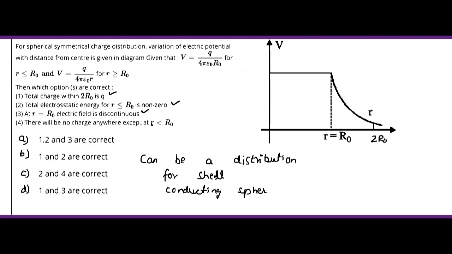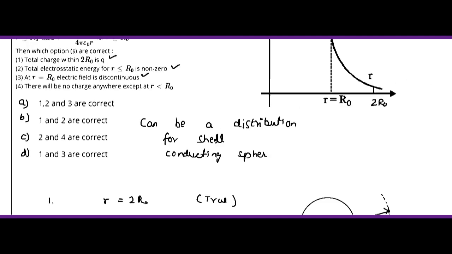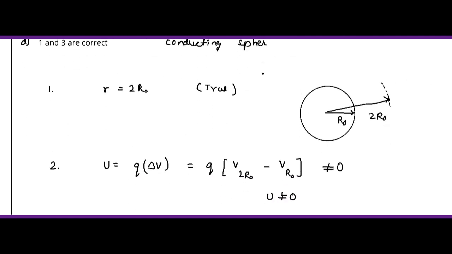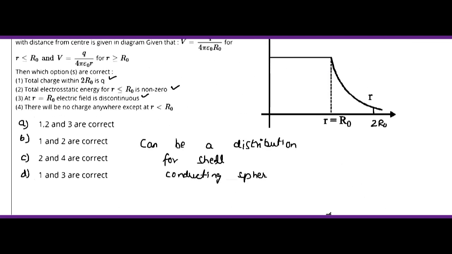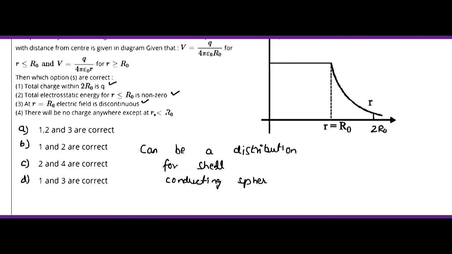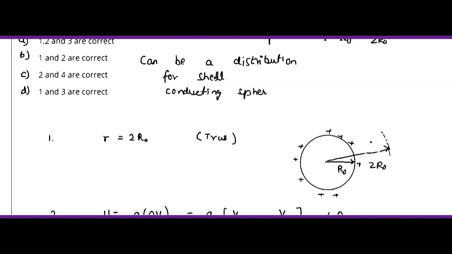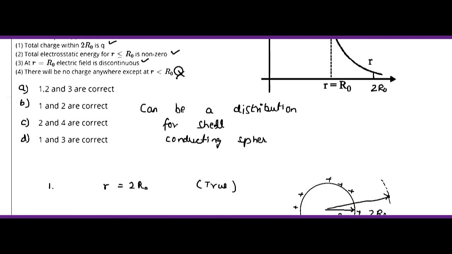Now there will be no charge except R less than R naught. It is given that there will be no charge, so we can just see in this case. Now if this is a conducting sphere, where will the charge be? The charge will be at the distance R equals R naught. So the statement that there will be no charge except at R less than R naught, that means inside, is wrong. Why? Because if this is a spherical cavity, then the charge would be residing exactly at R equals R naught. So this statement is wrong.